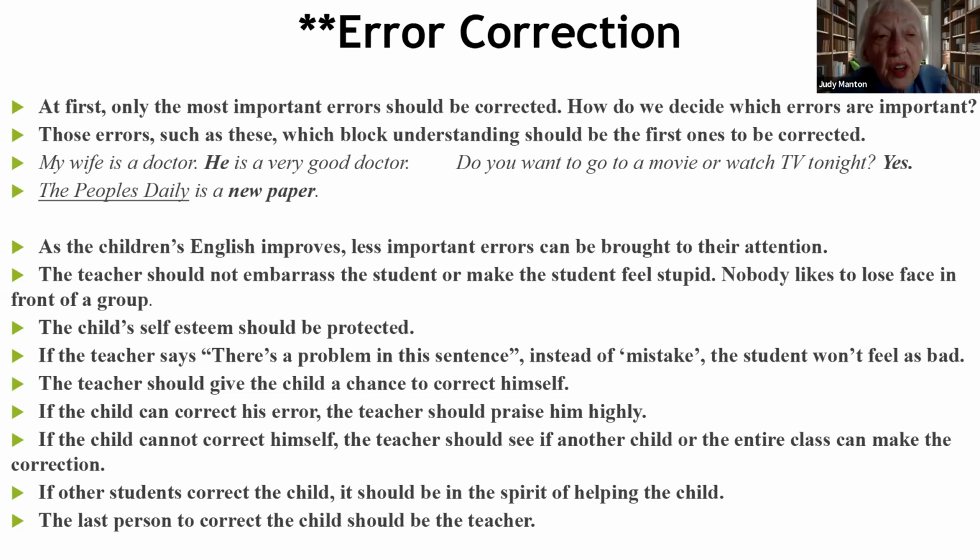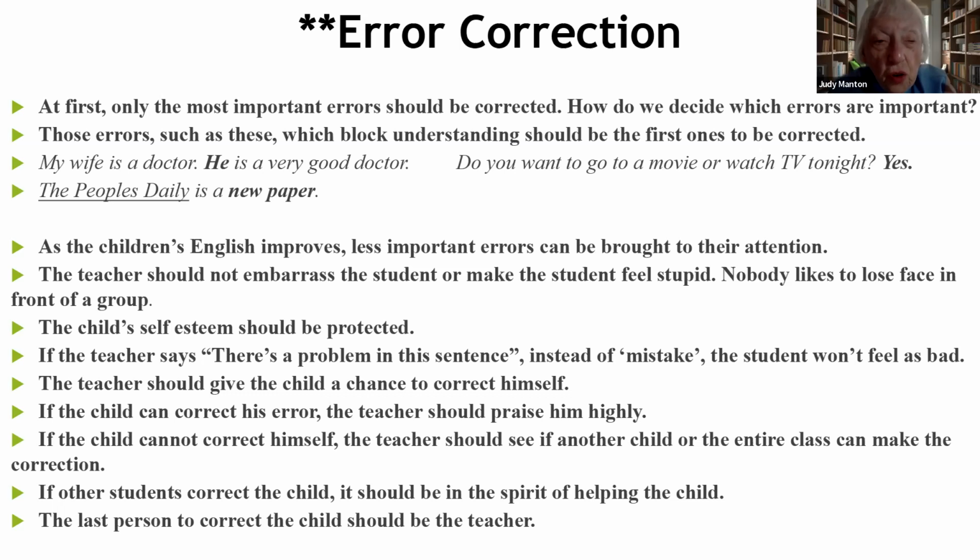At first, as I said, only the most important errors are corrected. If you keep correcting, it'll interfere with comprehension. Let some errors go. How do we decide which errors are important? Those errors, such as these, which block understanding, should be the first ones to be corrected.